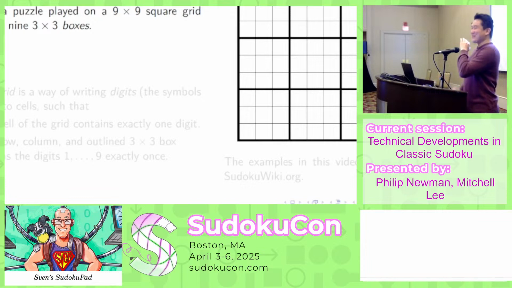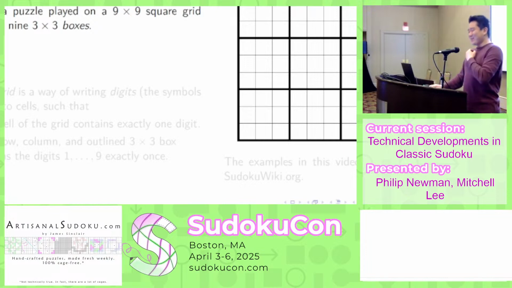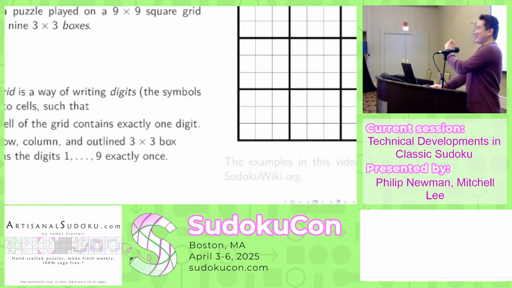So let's talk about what Sudoku is. This probably isn't necessary for this particular audience, but I want to briefly review the rules just so that we can contrast them to the rules of fractional Sudoku that we're about to see. Sudoku is a puzzle played in a 9x9 square grid, divided into 9 3x3 boxes. A Sudoku grid is a way of writing digits, which just means the symbols 1 through 9, into cells, such that each cell of the grid contains exactly one digit, and each row, column, and outlined 3x3 box contains each of the digits exactly once.